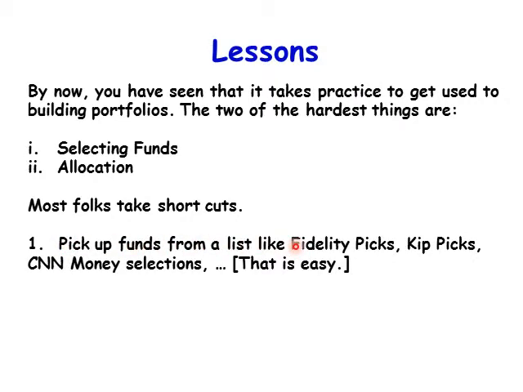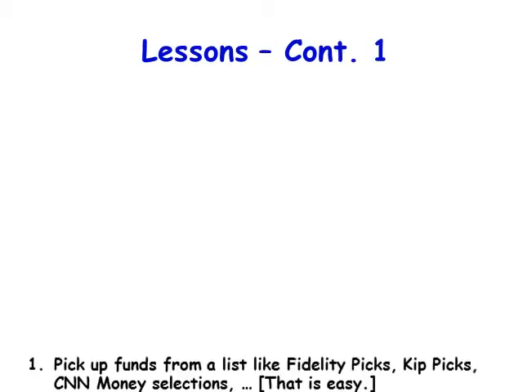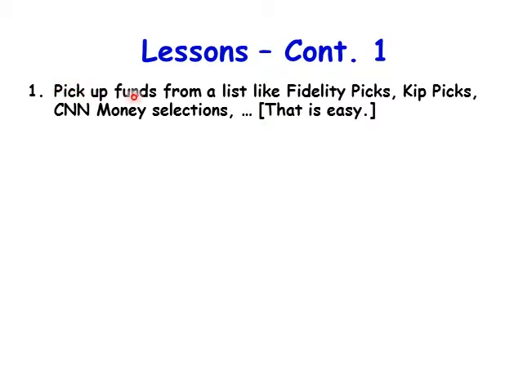Pick funds from a list like Fidelity picks, Kip picks. These are Kiplinger picks from Personal Finance Magazine, CNN Money selections, and that's easy because you just get a list. Some of the funds in the list don't have 5 stars, and some of them have 3 stars, or occasionally maybe 2-star funds also. So the shortcut is to pick a list of pre-selected funds from someplace else.